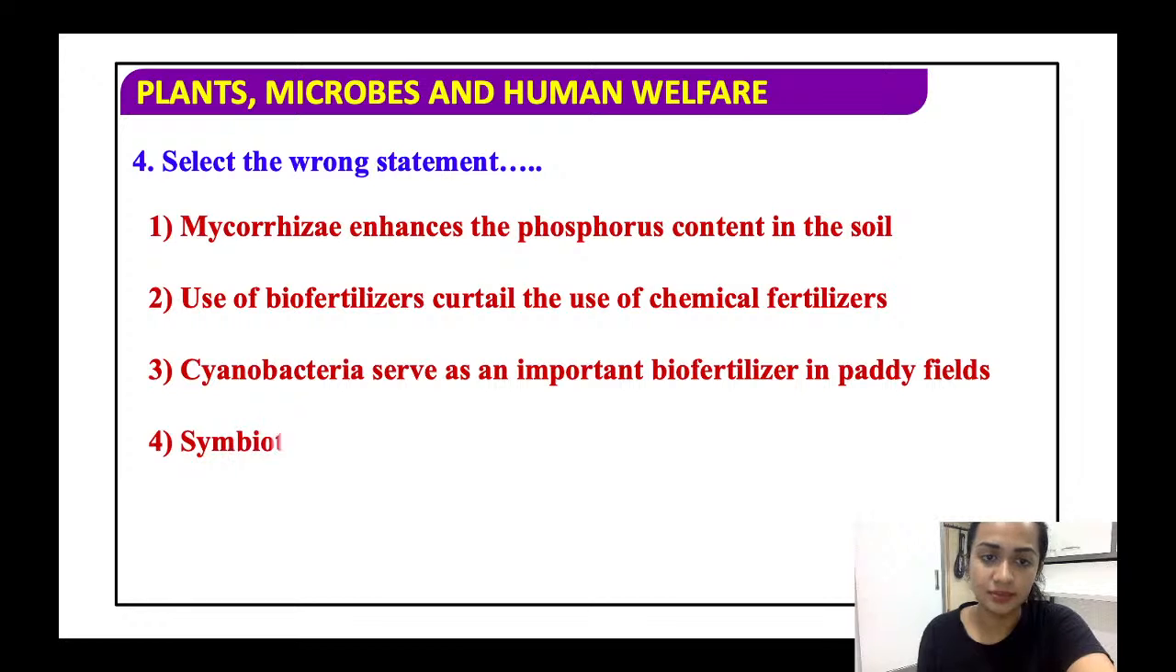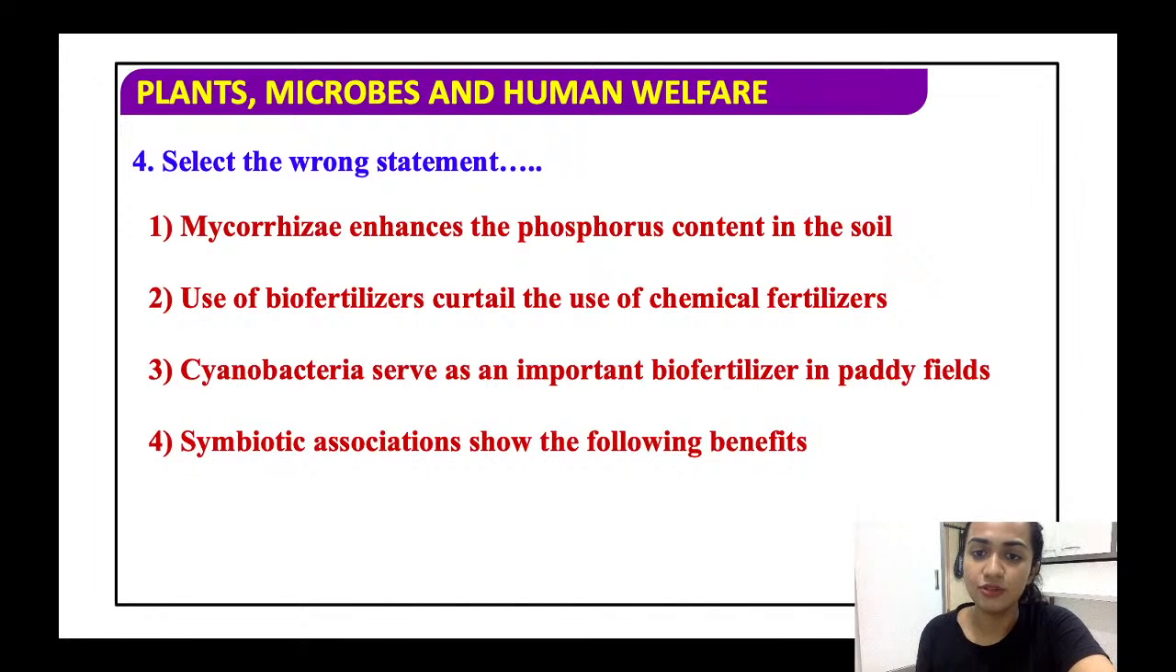Select the wrong statement. Mycorrhiza enhances the phosphorus content in soil. Use of biofertilizers curtails the use of chemical fertilizers. Cyanobacteria serve as an important biofertilizer in paddy fields. Symbiotic associations show the following benefits. So you have to select the wrong statement. Here it will be your first one. That is, mycorrhiza enhances the phosphorus content not in the soil, it will enhance it in the plant.